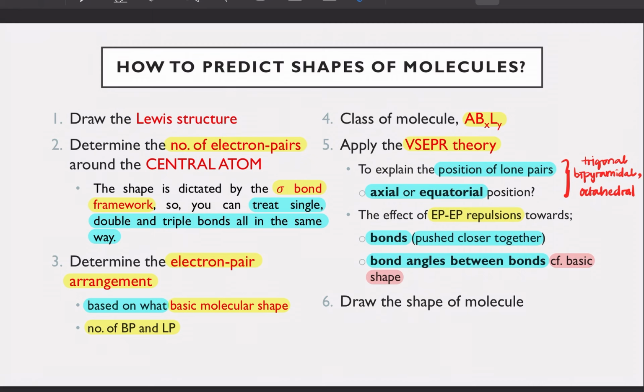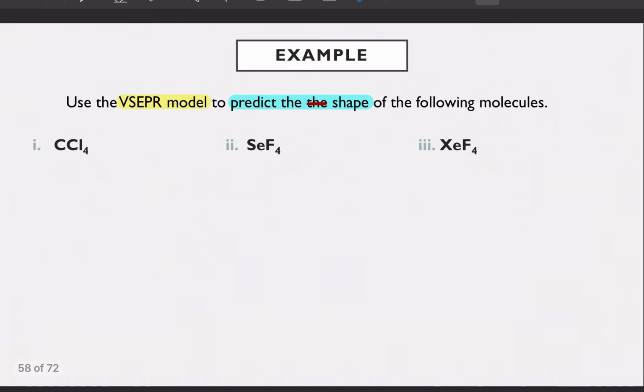Alright, so finally you must draw the shape of your molecule. So this one you have to get it right and show the bond angle, okay, between your bonds lah. Okay, bagi tahu ini berapa degree, 90 degree ke apa-apa. Alright, okay, so let's head on to our 3 examples.